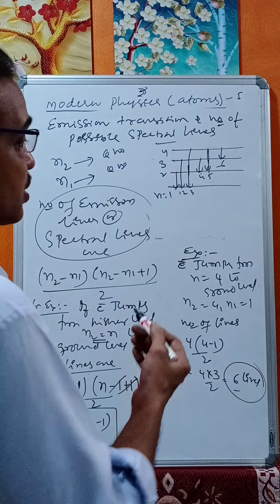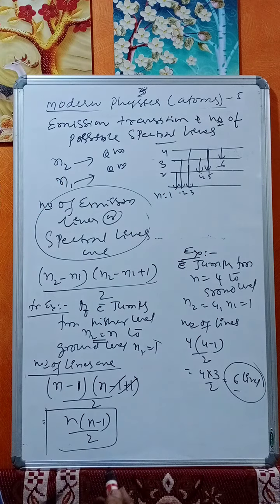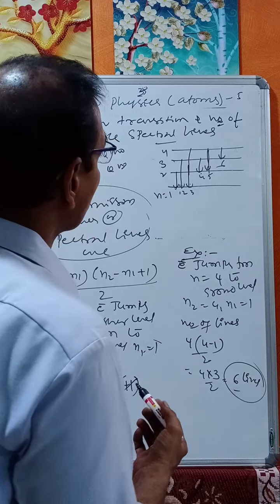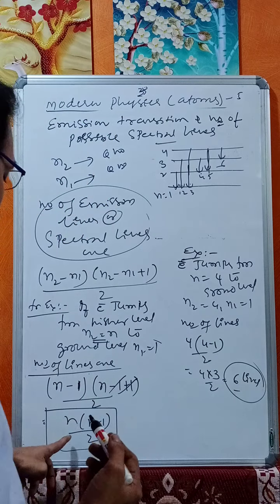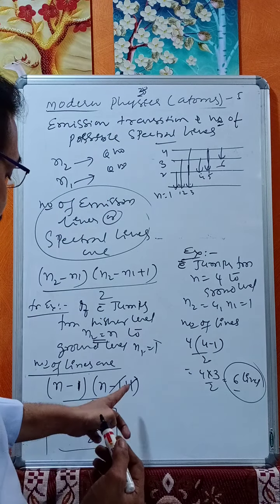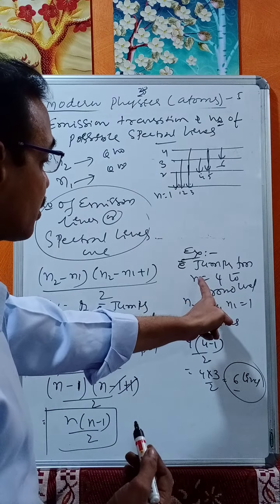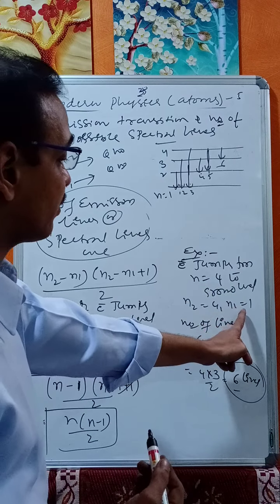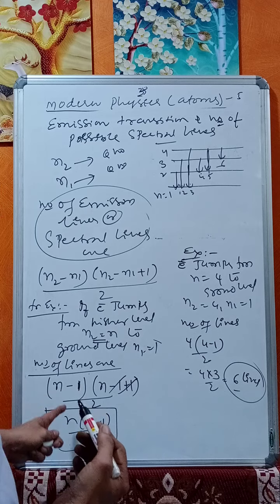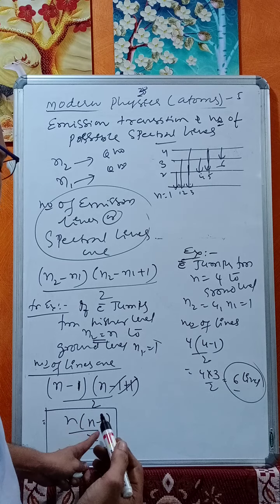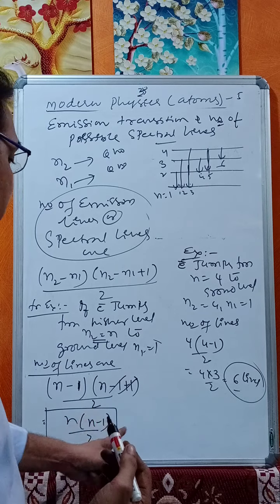If the electron jumps from the n equals 4 level to the n equals 1 level, the number of possible spectral lines observed is, taking n2 equals 4 and n1 equals 1, n equals 4, so 4 into (4 minus 1) by 2, that is 2 into 3, which equals 6 lines.